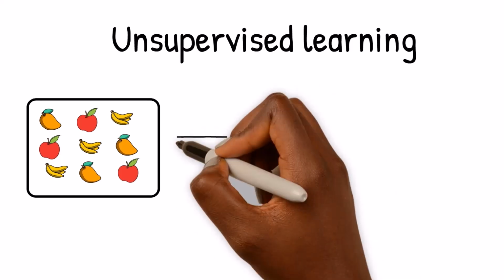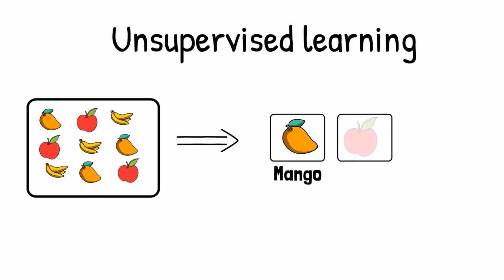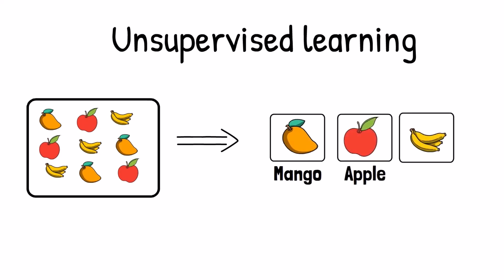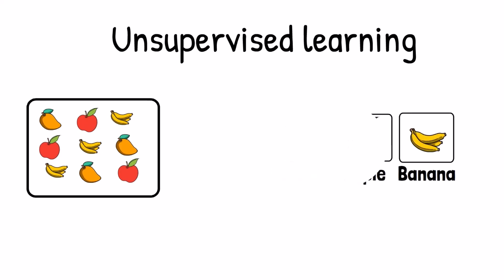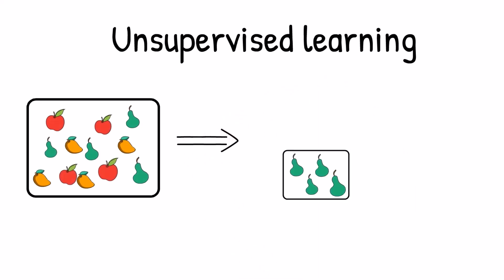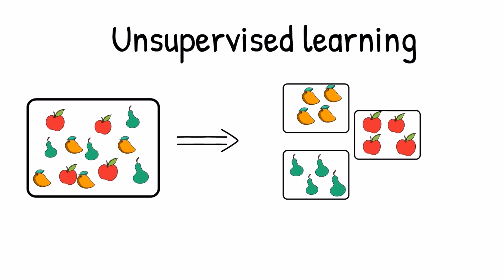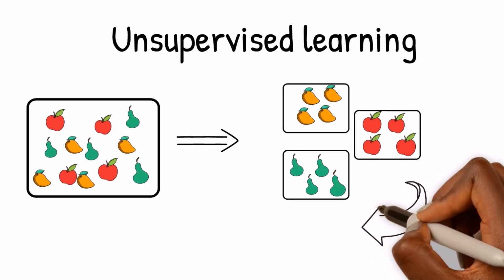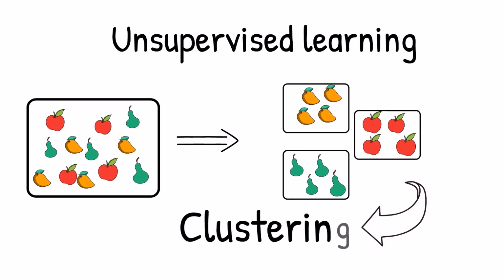Imagine you have a box of mixed fruits with no labels and you want to sort them into different groups. Unsupervised learning can sort these fruits into groups based on maybe their size, color, or shape. The computer will look for similarities and say, hey, all these green, round fruits seem to go together. Let's put them in one group. And for these red ones, let's form another group or cluster. This grouping, based on similarities, is called clustering.